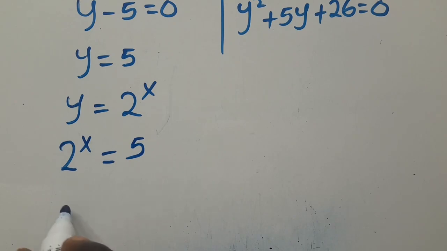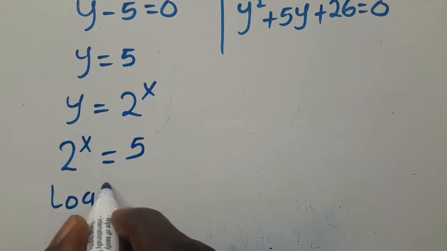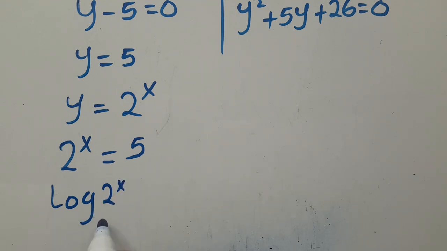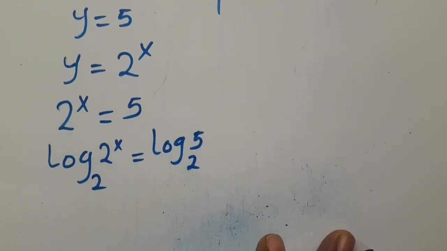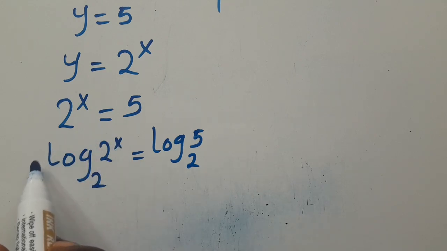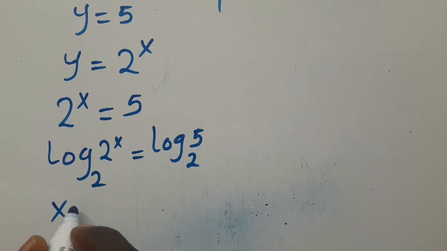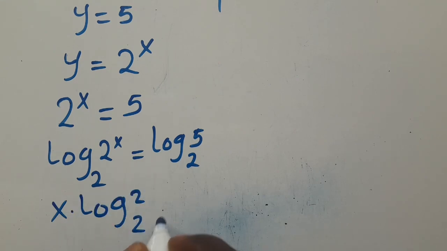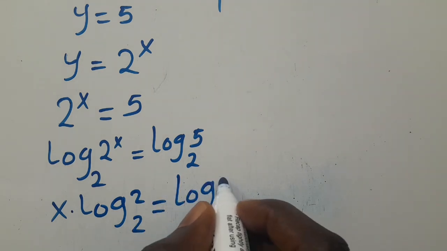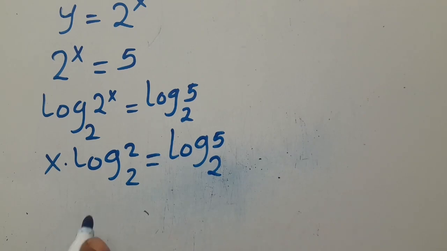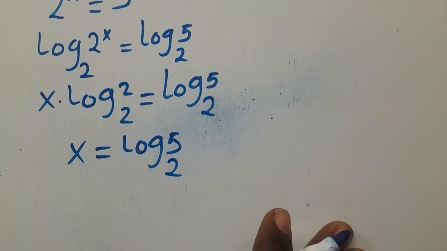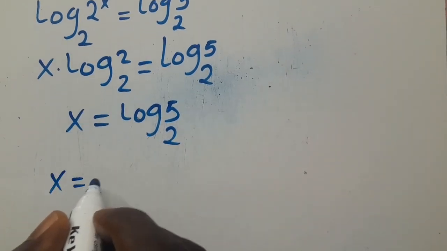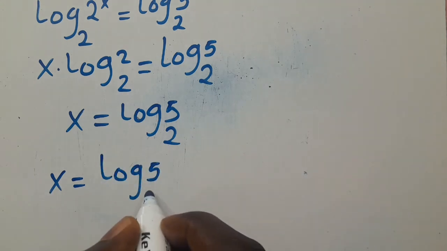By introducing log, we are going to have log of 2 to the power of x, but let us have this log to be in base 2. As this, we have log 5 in base 2. Look at this, this power will come down to the front as x multiplied by log 2 in base 2 equals log 5 in base 2. Now, this log 2 in base 2 will be 1, so we have our x equals log 5 in base 2. So finally, we can declare that we have the first solution to be log 5 in base 2.